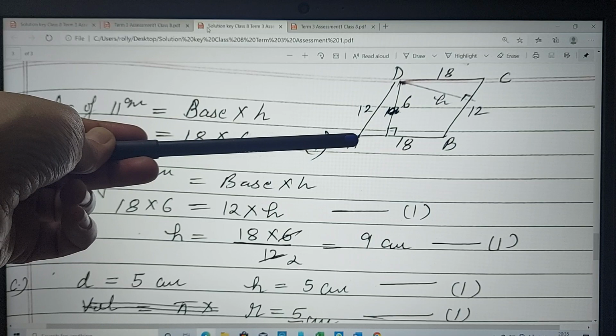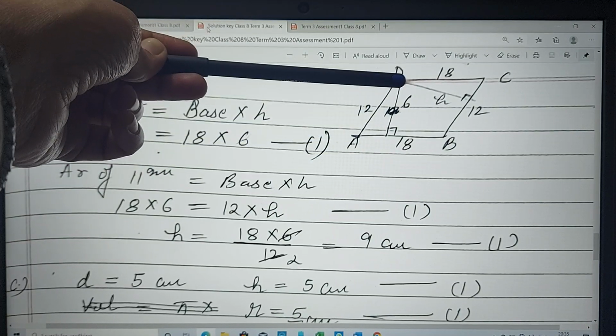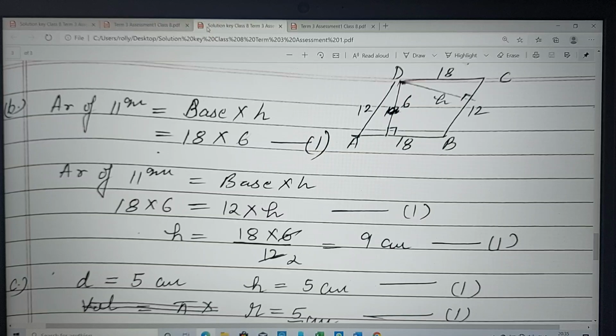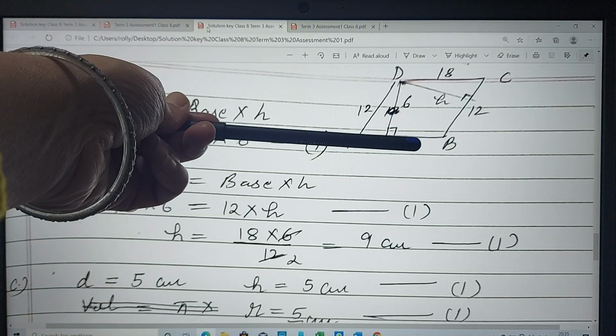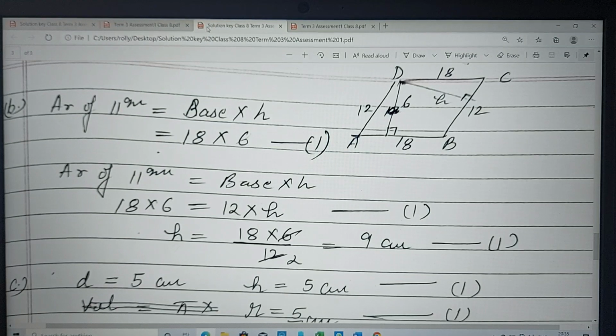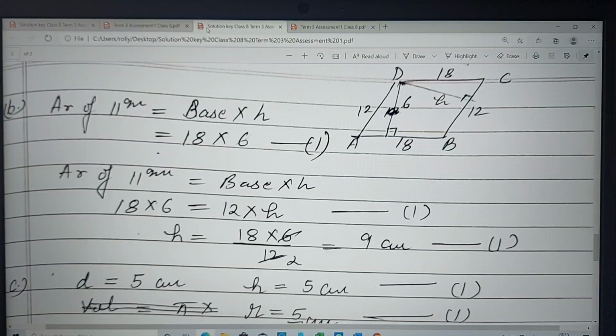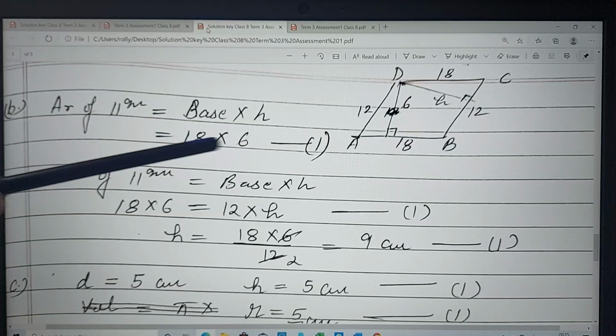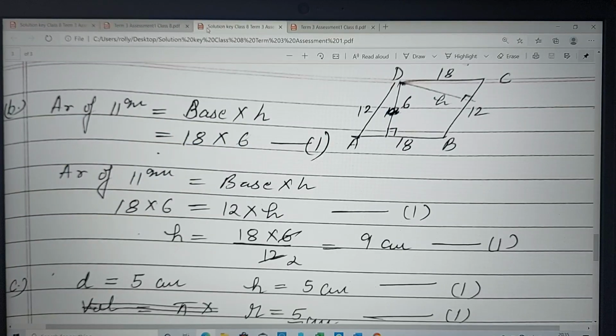We will always take the height which is a perpendicular dropped from the opposite vertex. If AB is taken as the base, then height should come from the opposite vertex, that means from D or from C. So 6 is the height if 18 is the base of the parallelogram. So area is 18 into 6. If you are smart enough, do not multiply it. Leave it like that, because the question does not ask for the area of the parallelogram; we have to use it. So instead of multiplying, we use 18 into 6 only.